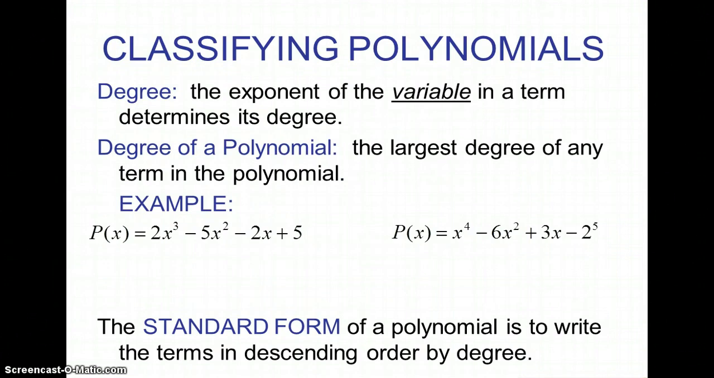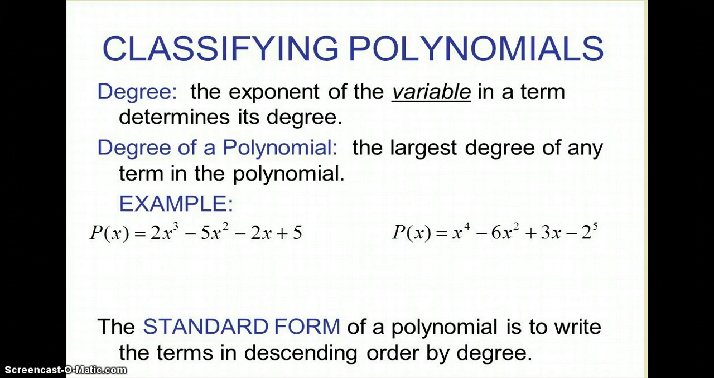So now that we know what a polynomial is, let's talk about actually classifying it. When I classify a polynomial, I'm going to classify it by degree, and I'm going to classify it by the number of terms that I have. And when I classify by degree and number of terms, I'm actually going to end up using the exponent on the variable.